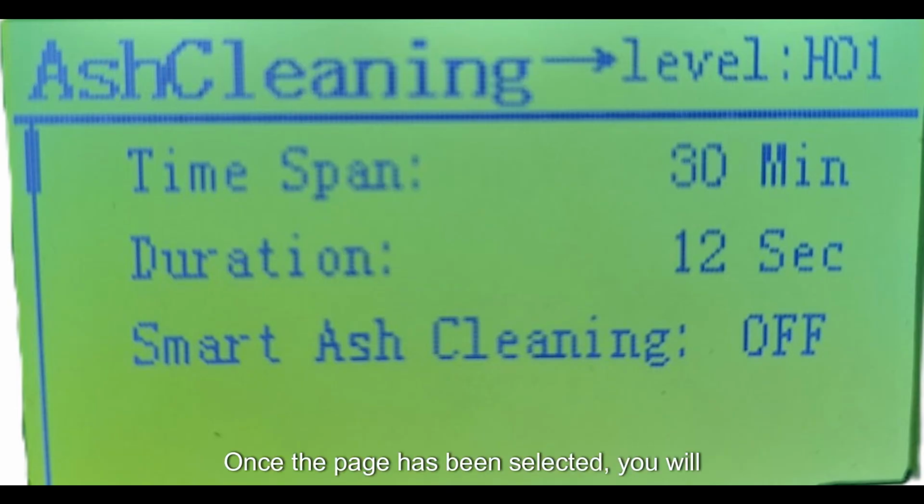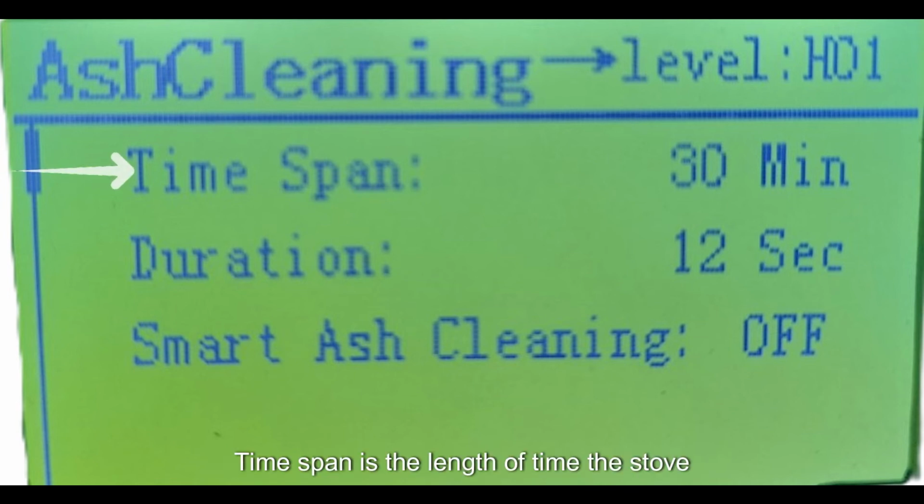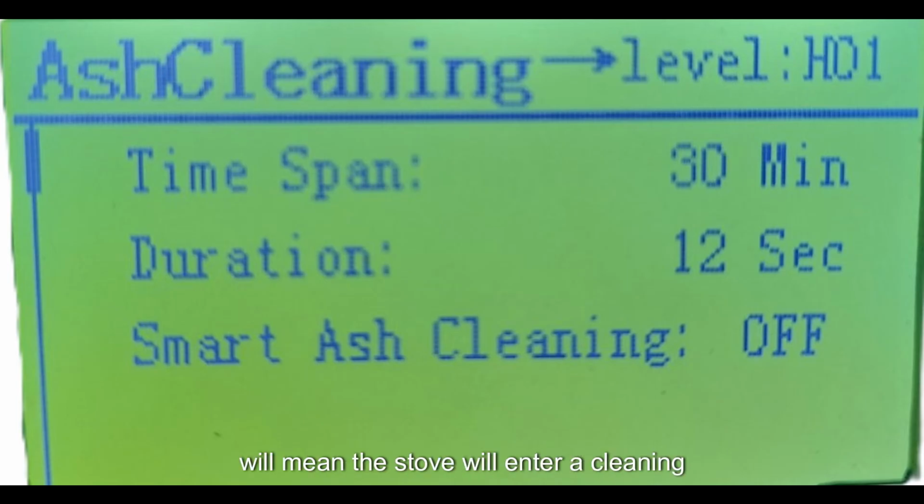Once the page has been selected, you will see a number of metrics: time span, duration, and smart ash cleaning. Time span is the length of time the stove will run in between cleaning cycles. For example, a time span of 30 minutes will mean the stove will enter a cleaning phase once every 30 minutes or twice per hour.